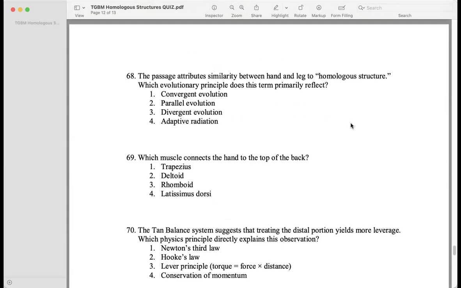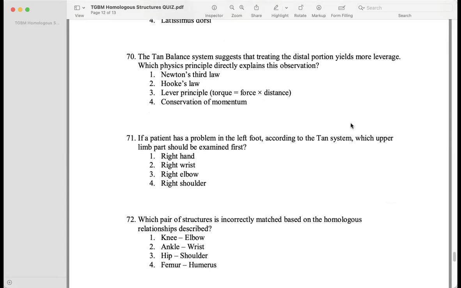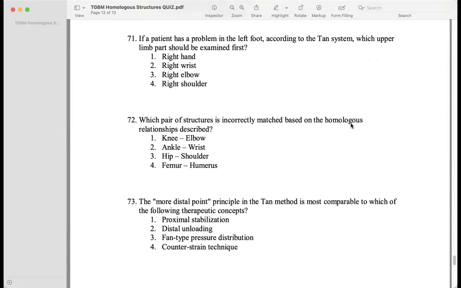The passage attributes similarity between hand and leg to homologous structure. Which evolutionary principle does this term primarily reflect? Divergent evolution. Which muscle connects the hand to the top of the back? Deltoid muscle. The Tan balance system suggests that treating the distal portion yields more leverage. Which physics principle directly explains this observation? Lever principle. Torque equals force times distance. So you still remember this physics? If a patient has a problem in the left foot, which upper limb part should be examined first?